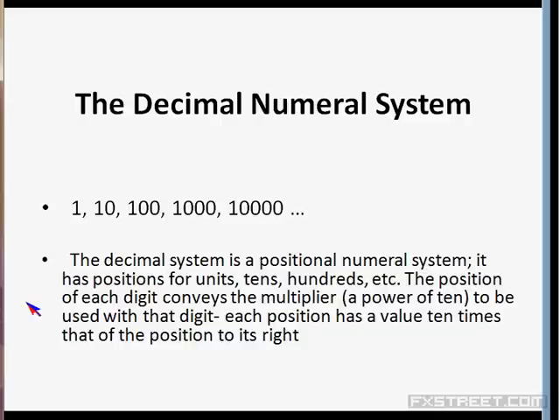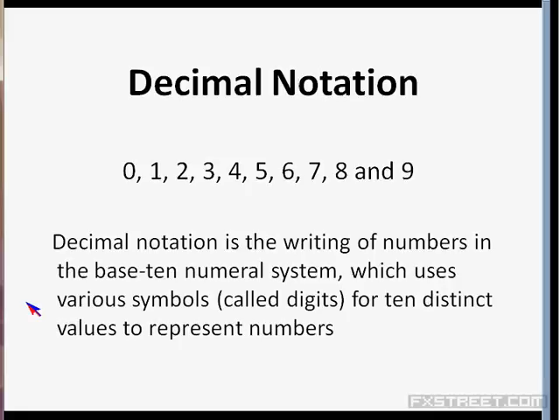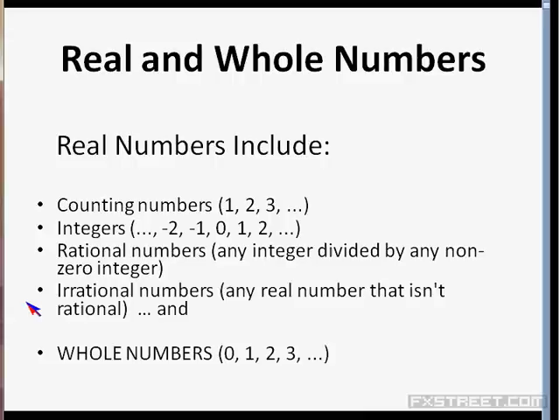The decimal numeral system is a positional system. It has positions for units, tens, hundreds, etc. The position of each digit conveys the multiplier, a power of 10, to be used with that digit. Each position has a value of 10 times the position to its right. The decimal notation is familiar also to all of you. It is the writing of numbers in a base 10 numeral system which uses various symbols called digits for 10 distinct values to represent numbers.